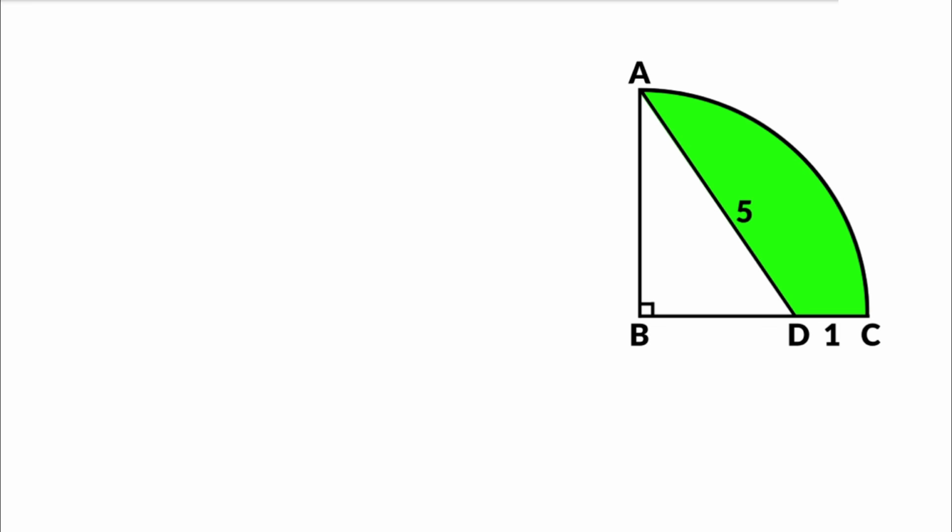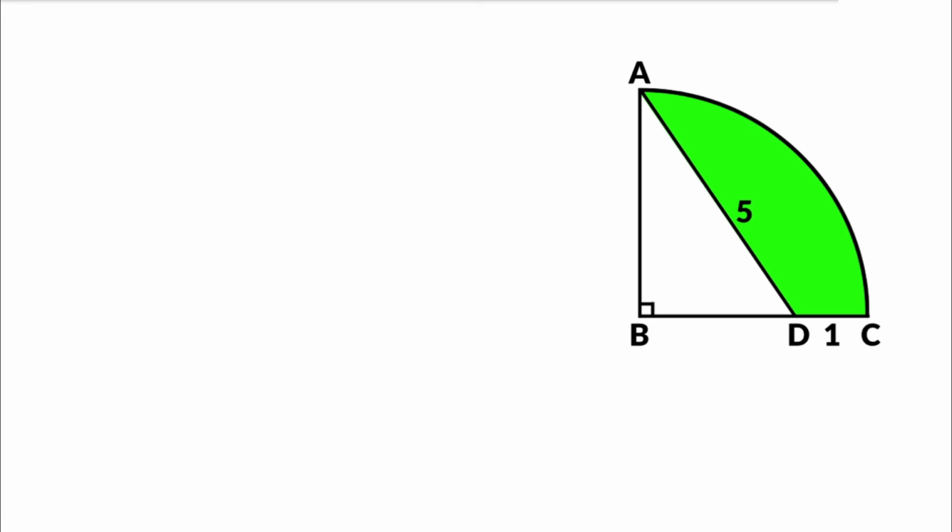And our goal is simple. Find the exact area of the green shaded region. Let's gather the clues. The hypotenuse of the triangle, AD, is exactly 5 units long. And there's a small segment on the bottom edge, CD, which measures exactly 1 unit. That tiny piece turns out to be incredibly important.